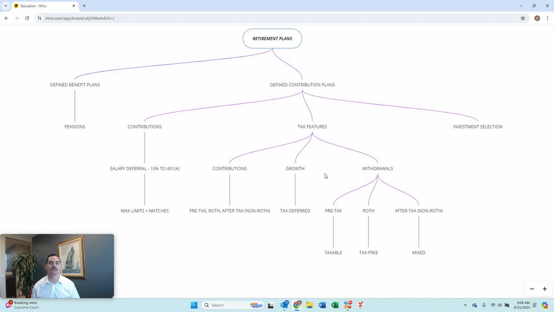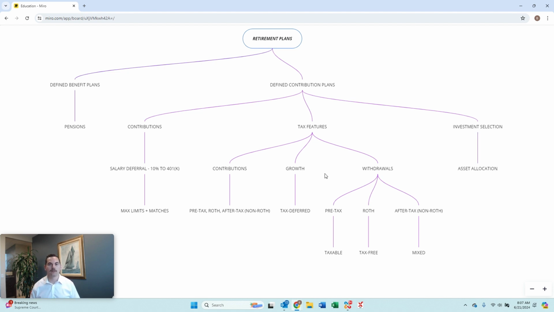And that relates to the mega backdoor Roth strategy with the after-tax non-Roth. So what some employers allow you to do is put money into the after-tax non-Roth bucket and then do an in-service conversion with those contributions. And if you do that, you can essentially move money out of that after-tax bucket into the Roth bucket and then pay a little tax on the earnings if the conversion is done fairly immediately. And then you won't have as steep of a tax on the earnings with the after-tax non-Roth.